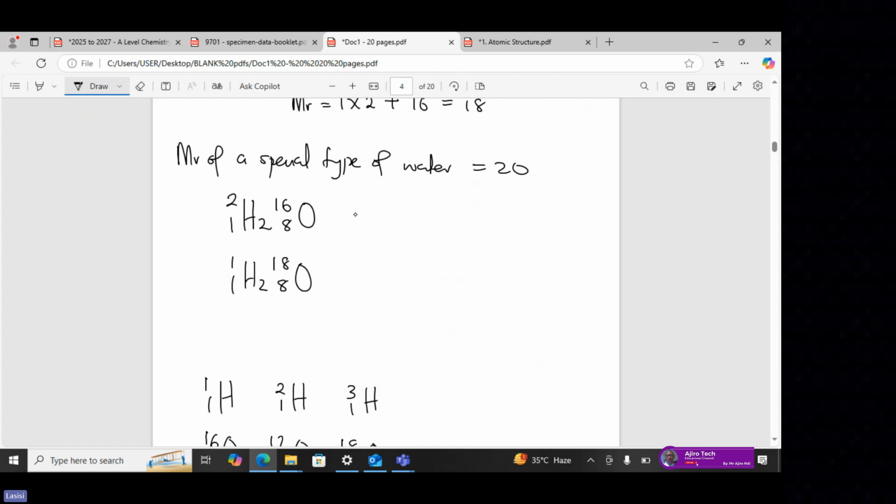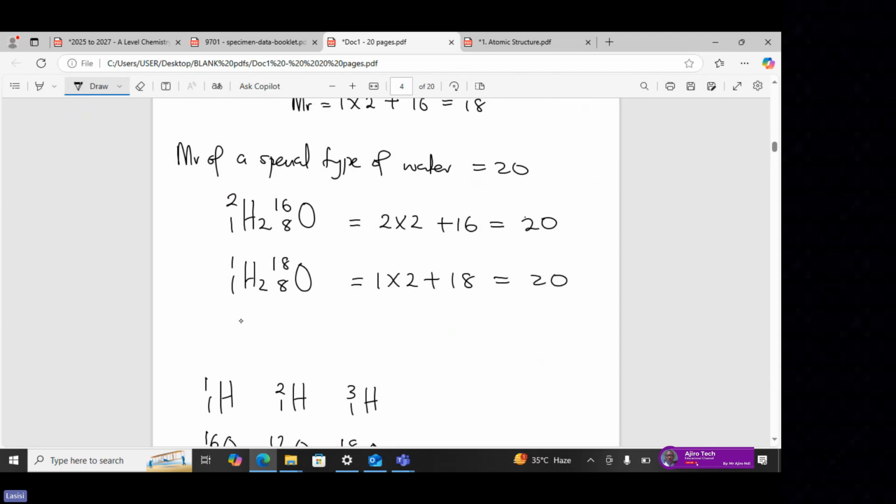So here, what does it mean? Hydrogen is 2, right? It will be 2 times 2 plus what? Plus 16 for oxygen. That will be what? 20. Do you agree? Whereby here, hydrogen is still 1. Hydrogen is 1 times 2, but this time plus 18 oxygen. You still get 20. Do you get the point?